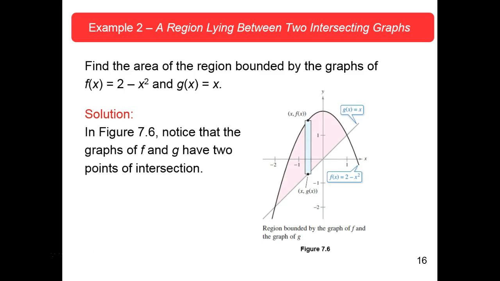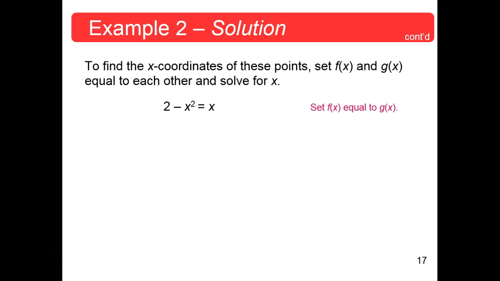In figure 7.6, this is it. Notice that the graphs of F and G have 2 points of intersection. They appear to be at minus 2, and at 1, 1. Find the coordinates of those 2 points. Set F and G equal to each other, which you get minus x squared. They put it on the other side. Minus x squared minus x plus 2 equals 0.